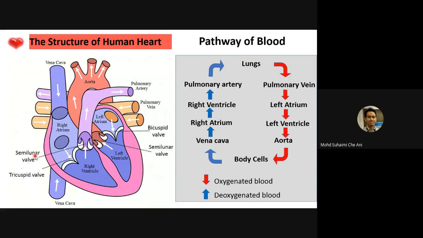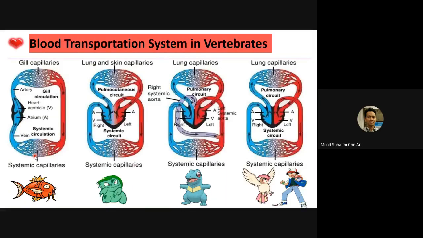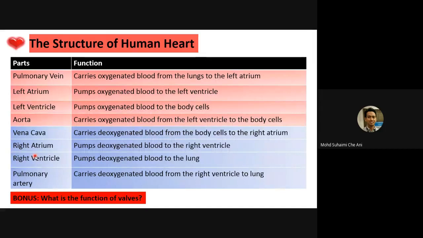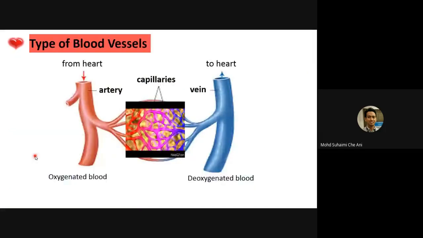All right. Okay, I will go to the next part, which is the blood vessels. So you know that you have artery and you have vein. For artery, you have for example the aorta and pulmonary artery. For vein, you have the vena cava and the pulmonary vein.